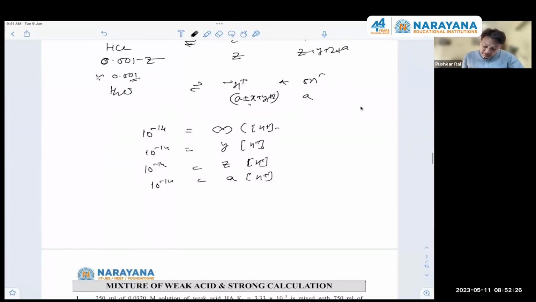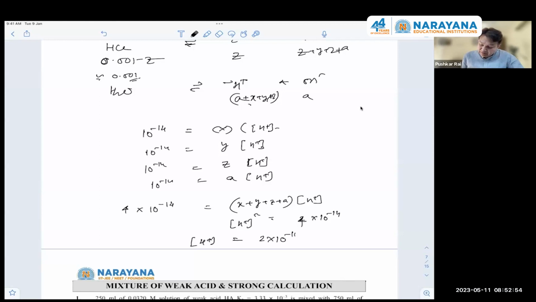Clearly, if we add all these things, 4 into 10 to the power -14 is equal to x plus y plus z plus a multiplied by H plus. So H plus whole square is equal to, sorry, 4 into 10 to the power -14. So H plus is equal to 2 into 10 to the power -7. Now, very interestingly, you will find that x by y is the same. So x is equal to y is equal to z is equal to a.